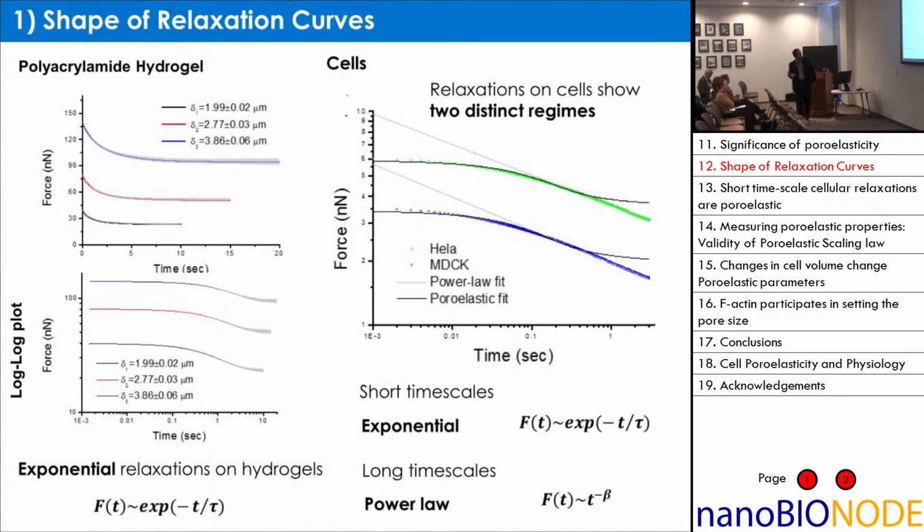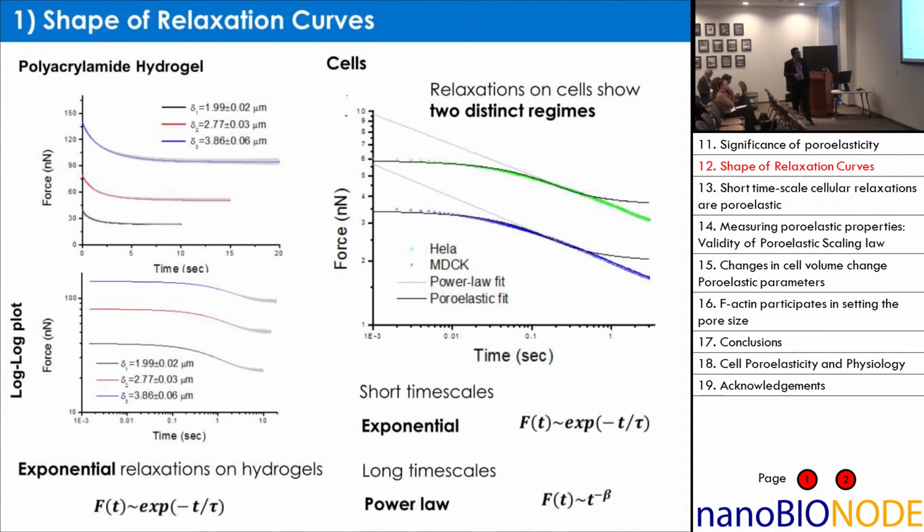If you do this on cells, you will see that the first part is very similar to exponential, but the latter part continues. It doesn't go exponential. It continues like a power law. So from this graph, you can see that at short time scales, which are of the order of 100, 200, I don't know, 500 milliseconds, the curves look more like exponential, and at long time scales, it looks like a power law.